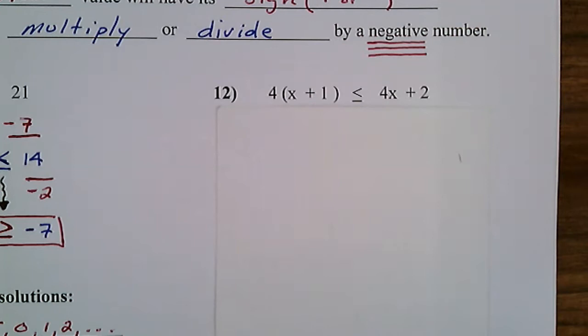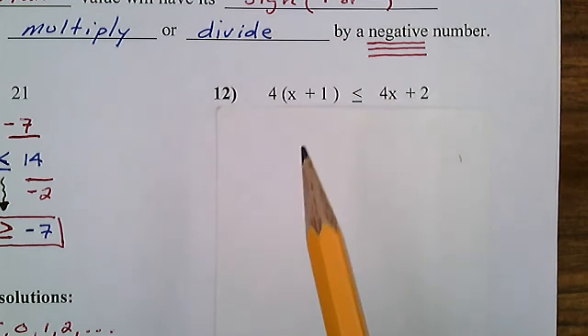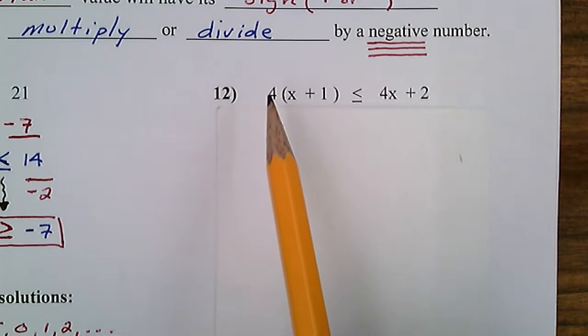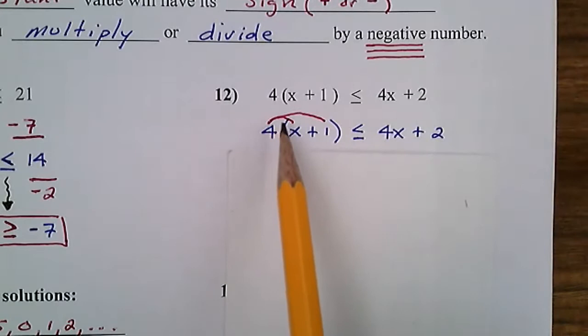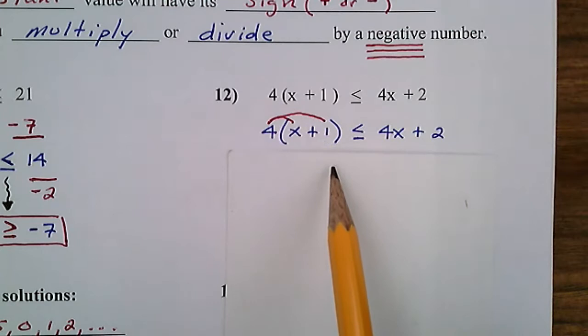Okay, so that's a song you can look up on your own if you want. But that's where I got the boom chicka boom. Okay, so we got to go a boom and then a chicka boom right there. A boom chicka boom. Okay, so I'm going to go 4 times x is going to give me 4x. 4 times 1 is going to give me 4. And then I'm just going to drop that down. So it's going to look just like that.